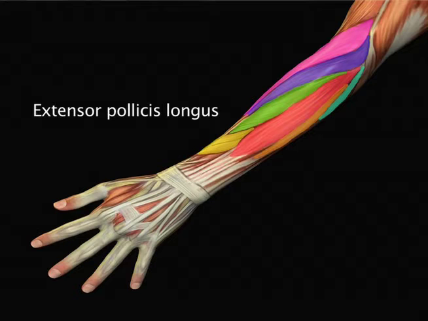Nerve supply is the posterior interosseous nerve. Again, from the name itself we can understand the function of this muscle. Extensor pollicis brevis, it extends the thumb. Extension of the thumb is its function.